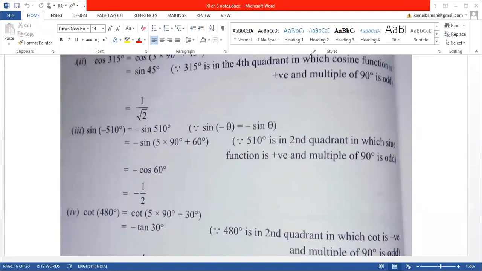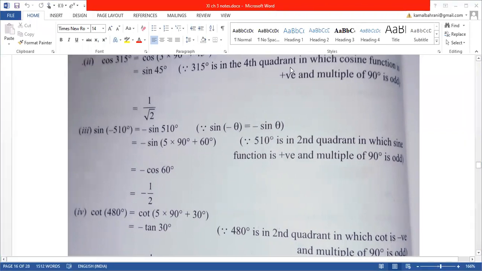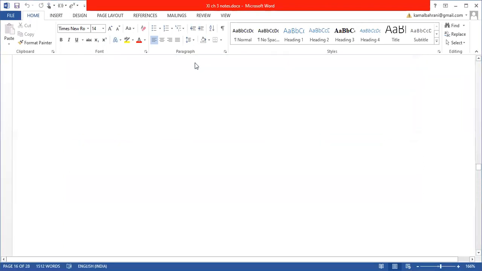Very good, very good. Everyone knows. So you will have tan 30 is 1 by root 3. Then minus tan 30 will be minus 1 by root 3. Clear? Then come to the next question.